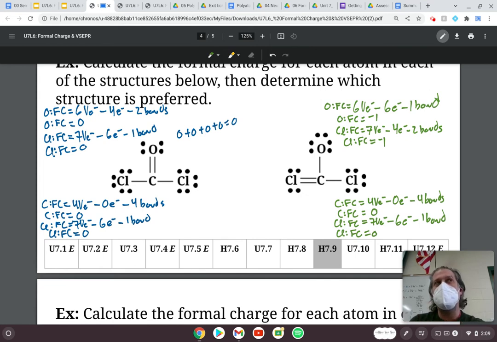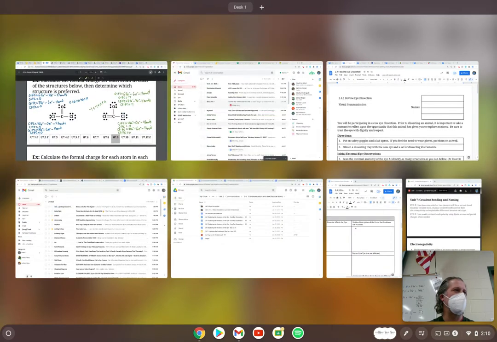So when I add up this molecule's formal charge, it's minus 1 plus minus 1 plus 0 plus 0 plus 0. Wait, did I do that right? What did I do wrong here? 6 minus 6, that makes sense, and 7 minus 4 is 3. Yeah, I guess I did that right. Did that math add up? Something seems off. Hold on. Let me check my math.